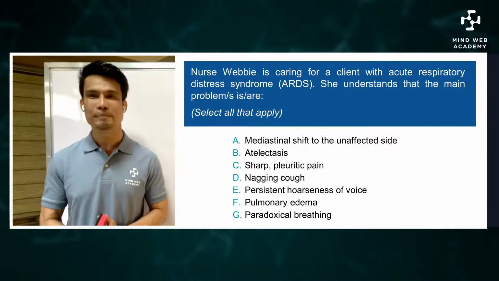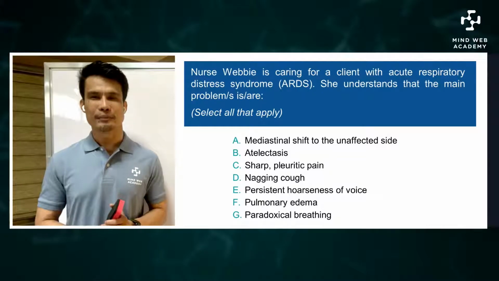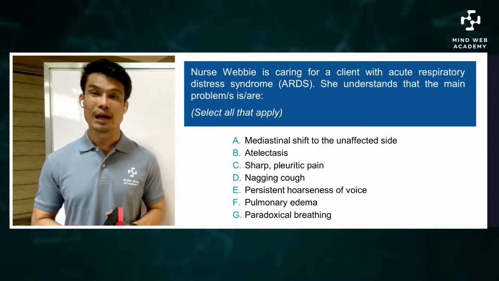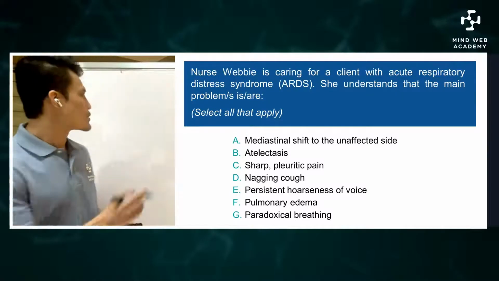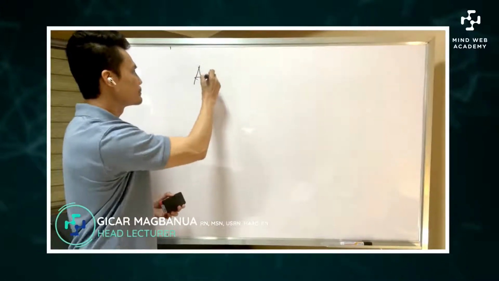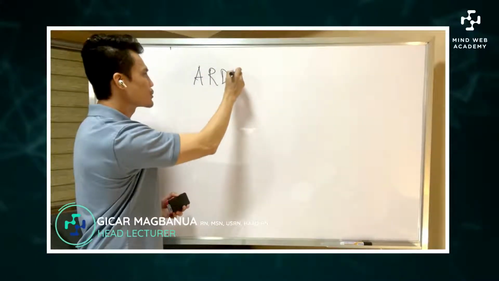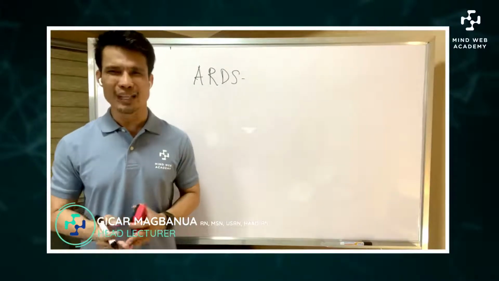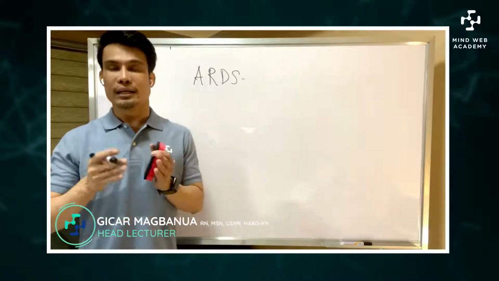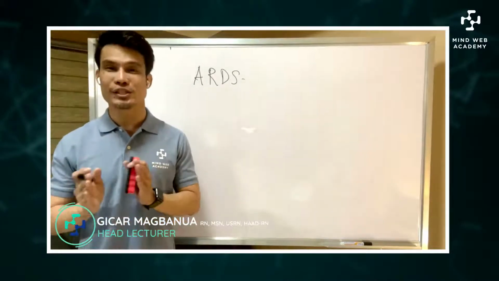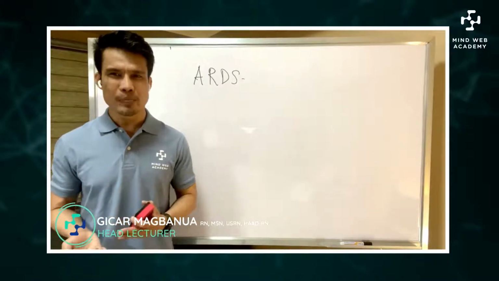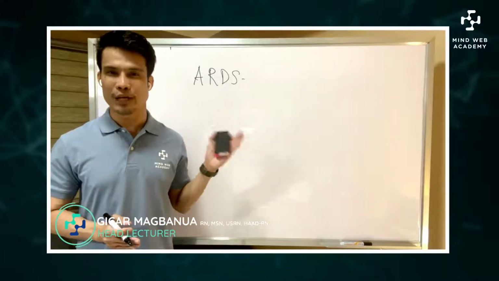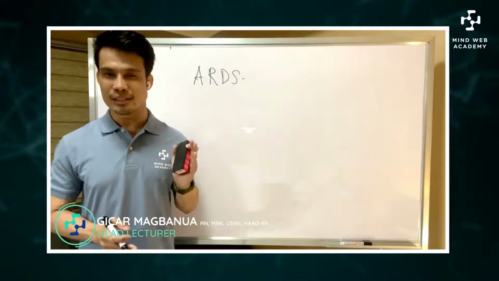So for the benefit of time, before I give you the correct answer in MindWeb, I still have to discuss what your ARDS really is. We define ARDS, nurses, as acute respiratory distress syndrome, previously known as adult respiratory distress syndrome. But this time, both children and adults are affected by ARDS, so that's why the term is acute respiratory distress syndrome.